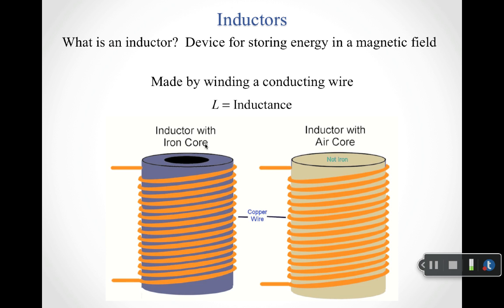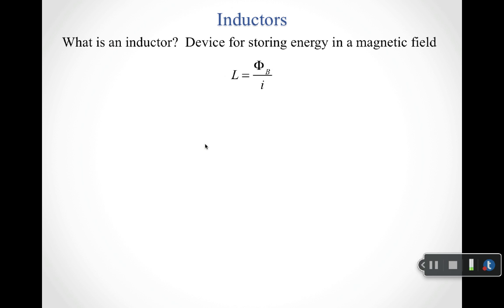And the quantity that we're going to care about, of course, is the inductance. So what is the inductance of an inductor? That's going to be given by L. What is it that the inductance is trying to tell us about? Well, it's defined to be, again, the magnetic flux over the current.